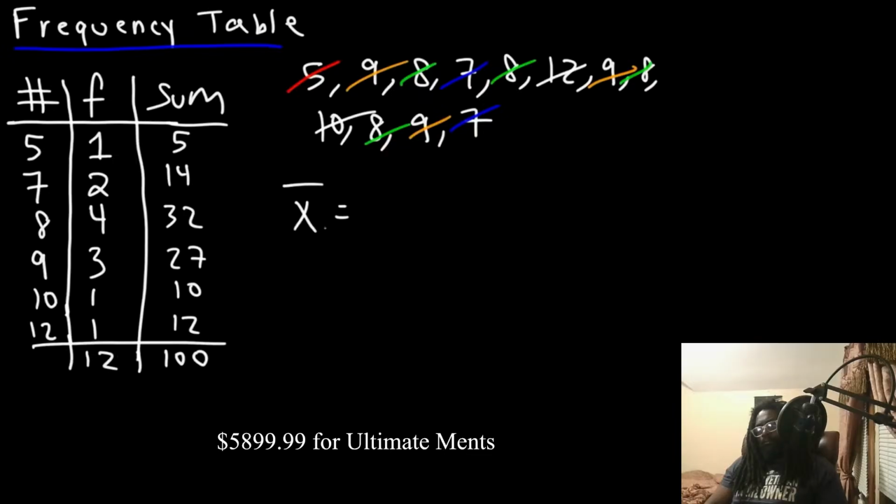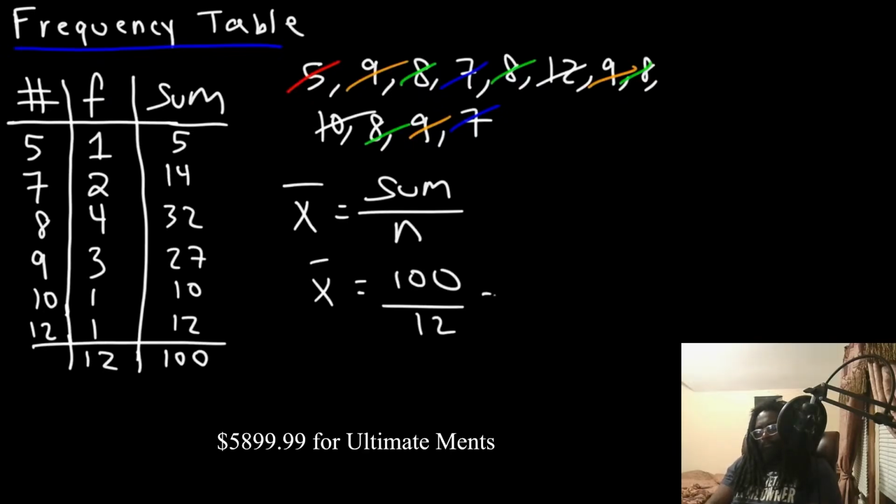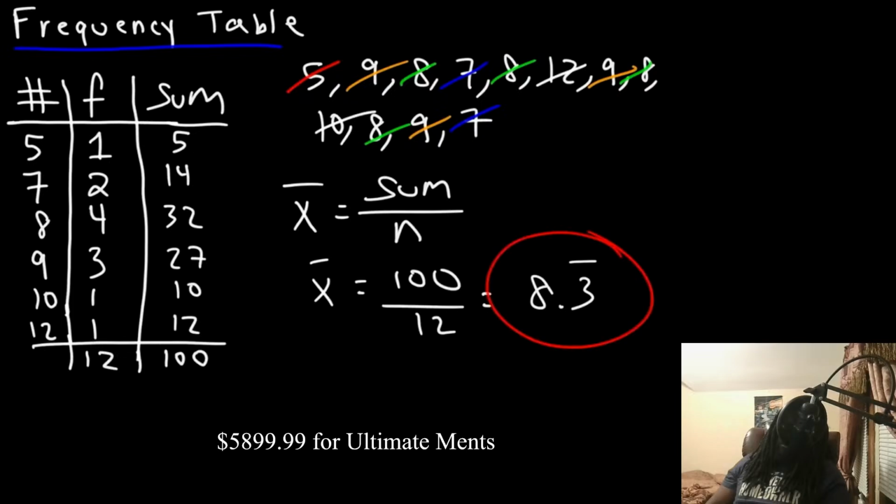So the mean is going to be the sum divided by the total number of points that we have in our set. So it's 100 divided by 12. So the mean in this example is 8.3 repeated. And so that's how you could use the frequency table to calculate the mean of a data set.